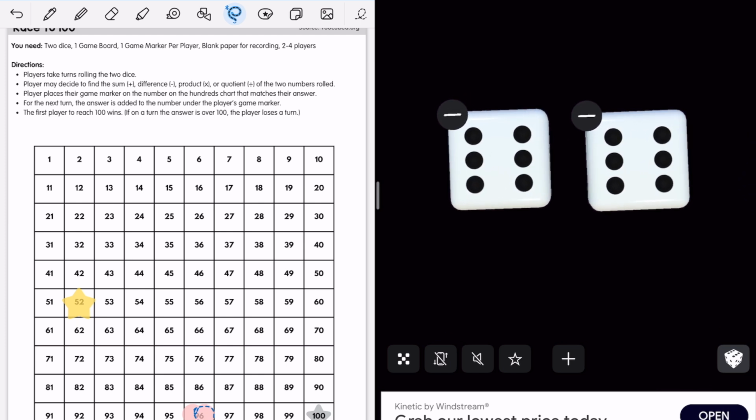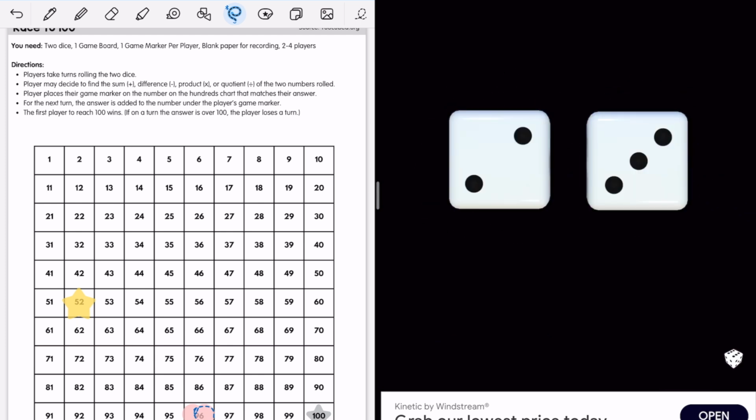Okay, so let's see. Player 1 goes, and they get 2 and 3. And in this case, they're still trying to get farther ahead. So 2 times 3 is 6. 52 plus 6 would be 58.